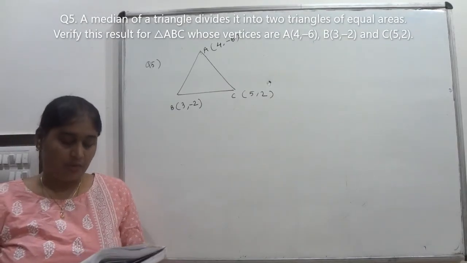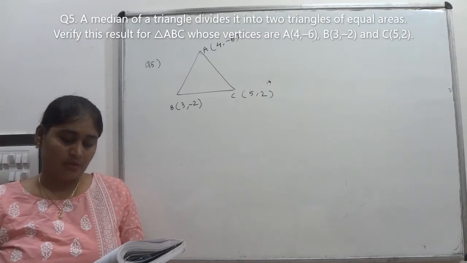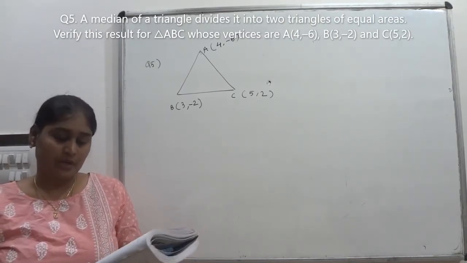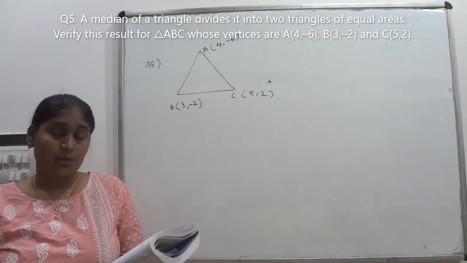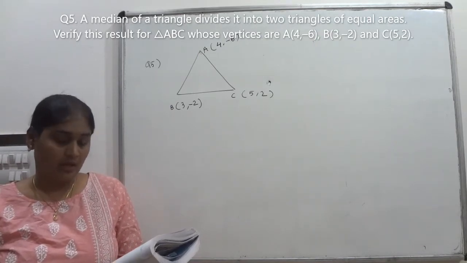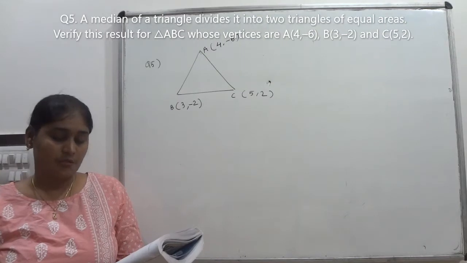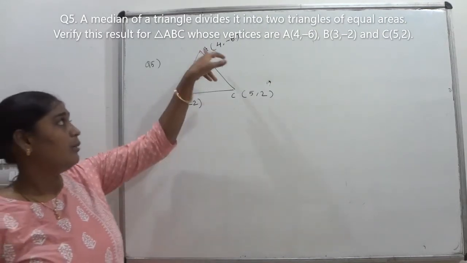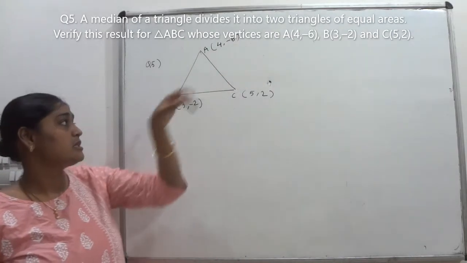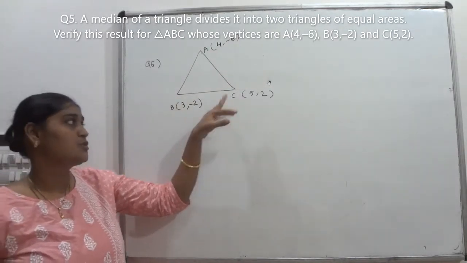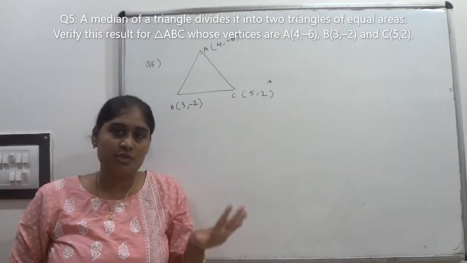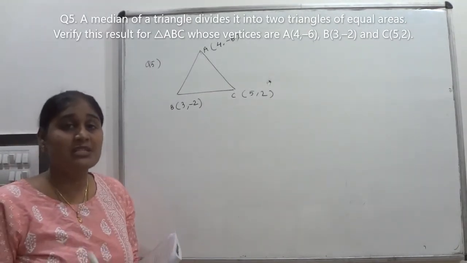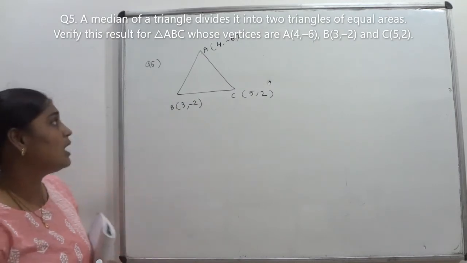Question number 5. You have studied in class 9, chapter number 9, example 3, that a median of a triangle divides it into two triangles of equal areas. Verify this result for triangle ABC whose vertices are A (4, -6), B (3, -2), C (5, 2). This is given to you.